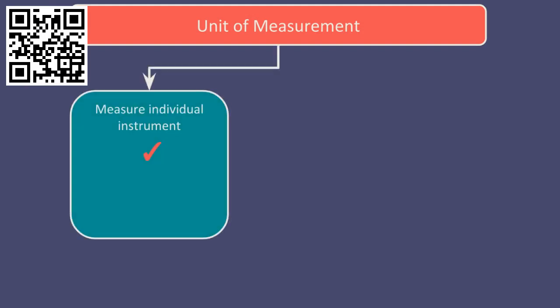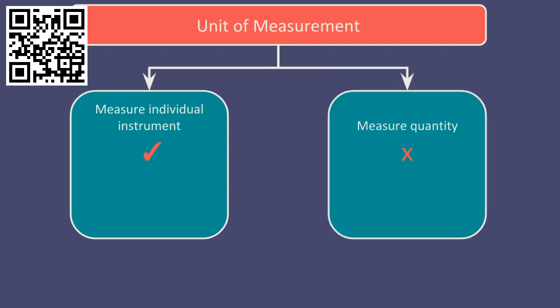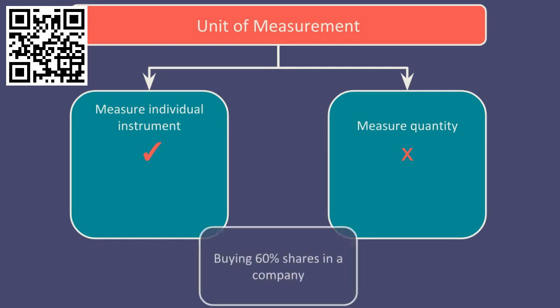It's worth pointing out some other bits and pieces associated with the standard as well. The first is the unit of measurement. IFRS 13 is always trying to measure the individual instrument rather than measure the quantity being purchased by the company. For example, a company might be buying a 60% holding of the company's shares, and of course that 60% gives a control, and thus a premium is paid because of the fact that control is being achieved.